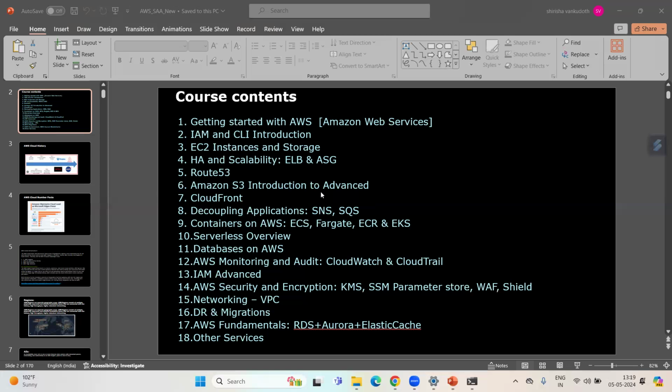Then S3 is an important concept from the exam perspective, and we will see it in more depth, followed by the CloudFront service. Do not worry about the many services, as we will cover all of them in the next sessions. So this is the high-level course content, and we will talk about each one of those services going forward.